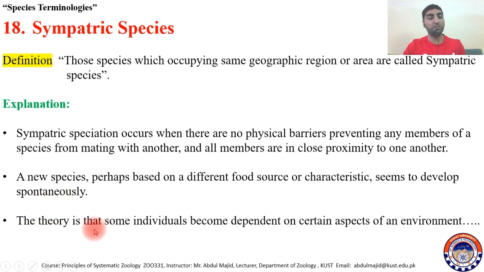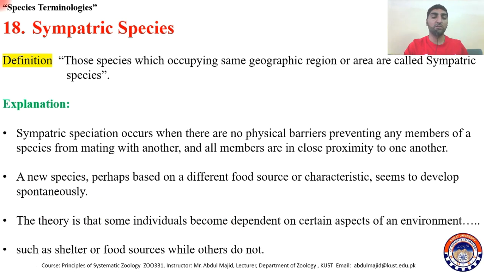So the theory is that some individuals become dependent on certain aspects of the environment, such as shelter or food source, while others do not. So maybe because of these explanations, like for example shelter or some sources of food, while others do not, maybe that's why they become different species. But anyhow, this is Sympatric speciation.